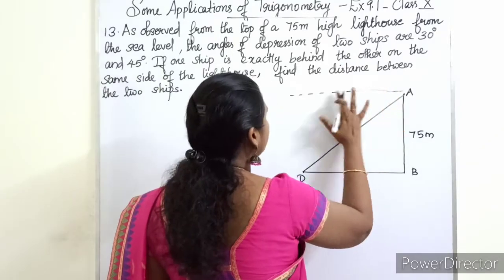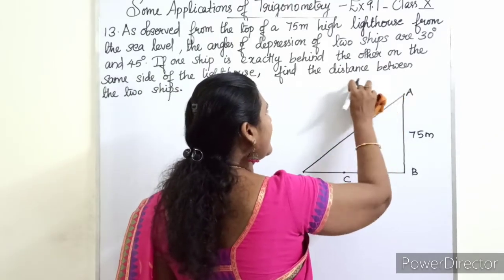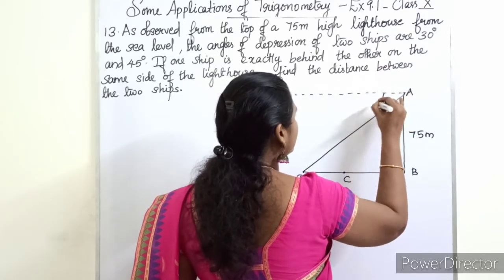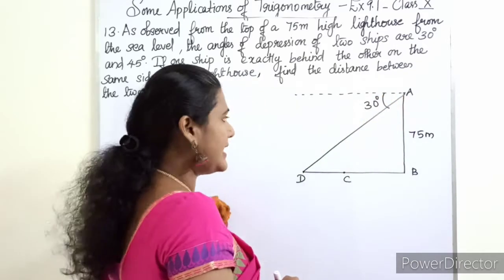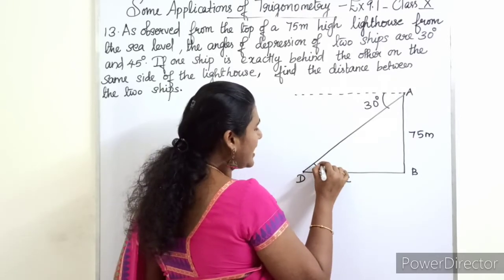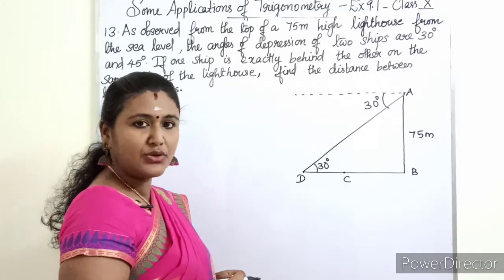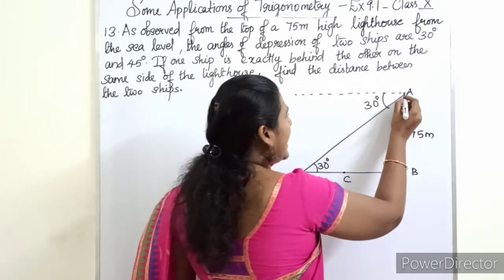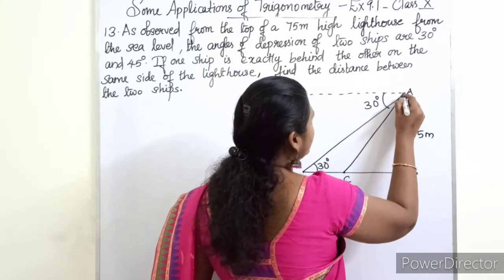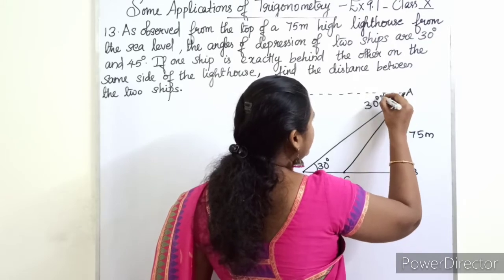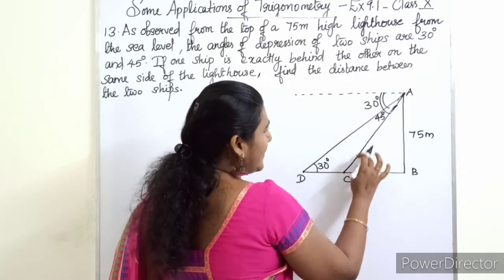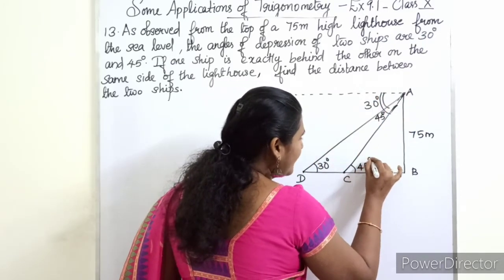Angle of depression means the angle between the horizontal level and the line of sight. So for the first ship this angle is 30 degree. Now you know that these two angles are alternate interior angles, so they are equal. So this angle is also 30 degree. Now the angle of depression of the second ship is 45 degrees. Since these two are parallel lines, this angle is also 45 degree.